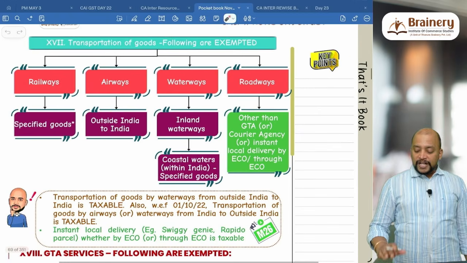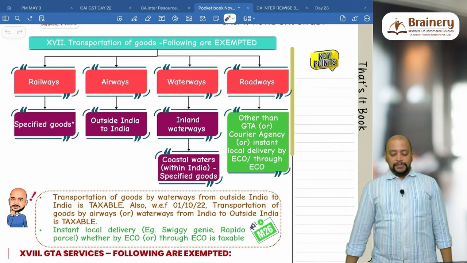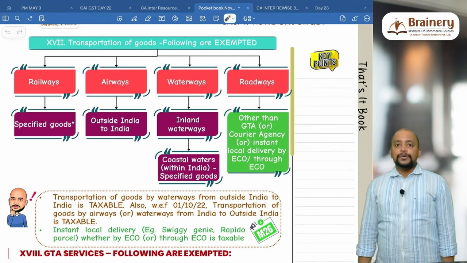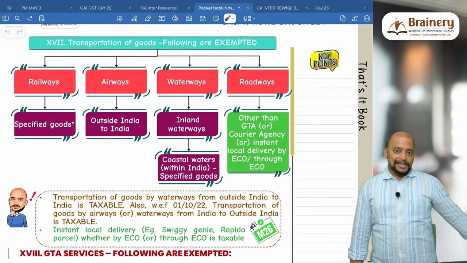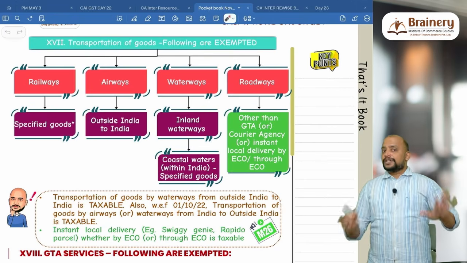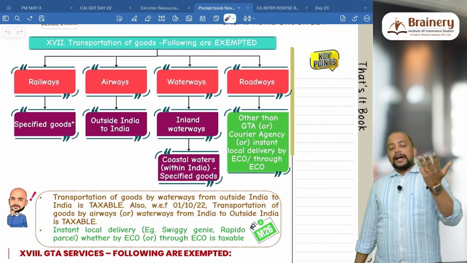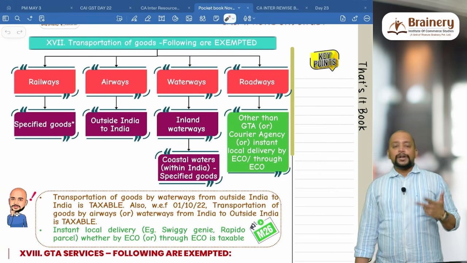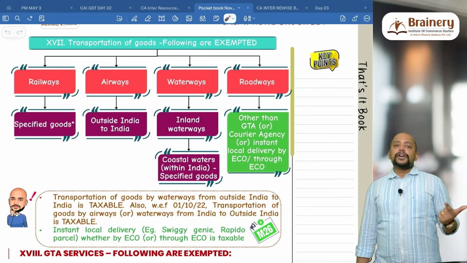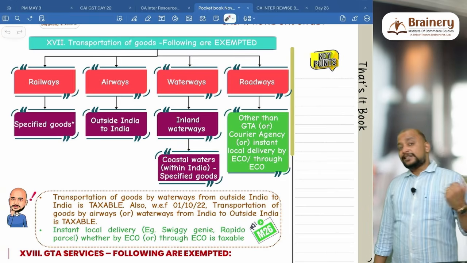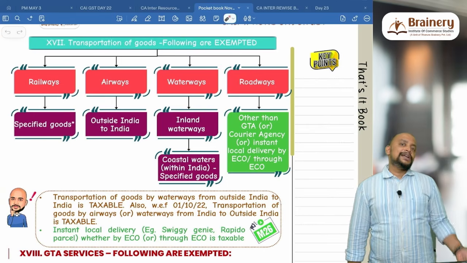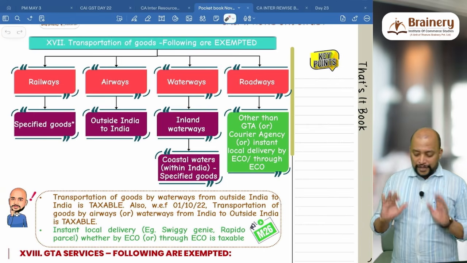Then when it comes to transportation of goods, we have an exemption, that is transportation of goods by railways. Notified goods are exempted. Those notified goods are the same 6 goods that we have, that is agricultural produce, food grains including flours, pulses, milk and salt, organic manure, newspapers and magazines, relief material for natural and man-made disasters, defense and military equipment, those 6.